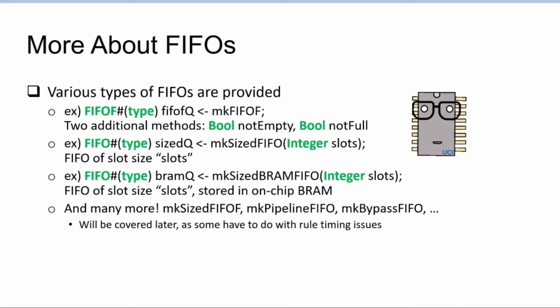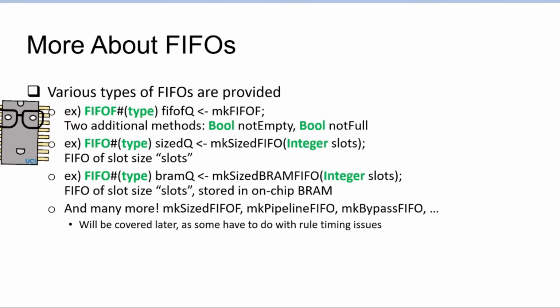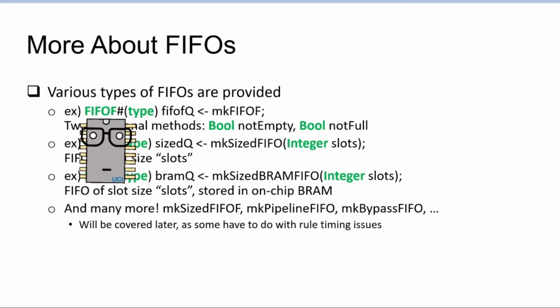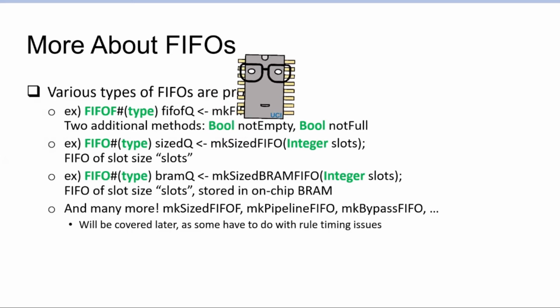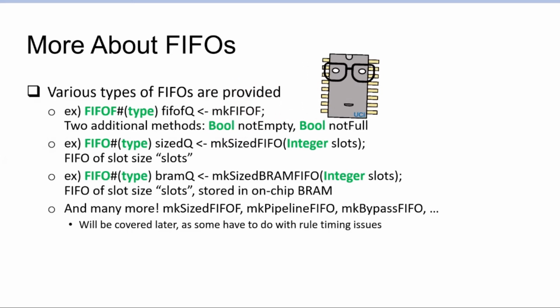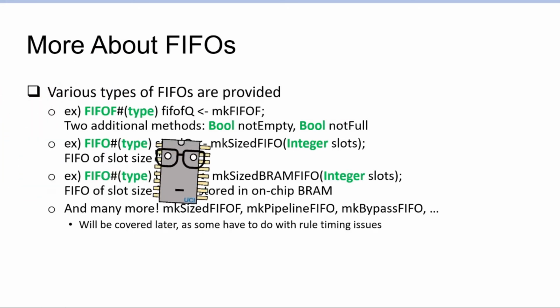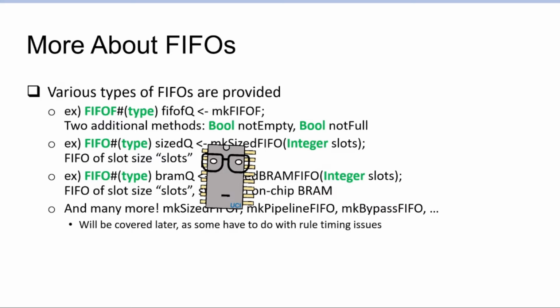Anyways, various types of FIFOs are provided by BlueSpec. For us, it's not too important right now because things like FIFOF instead of FIFO, the interface is different. FIFOFs have two additional methods, Boolean notEmpty and Boolean notFull, which are never blocked. You can create mixed size FIFOs, giving an integer value for how many slots you want to have in the FIFO for FIFOs of larger sizes.